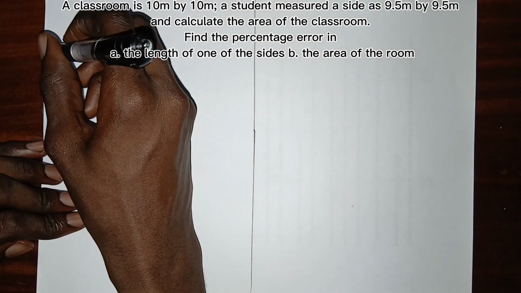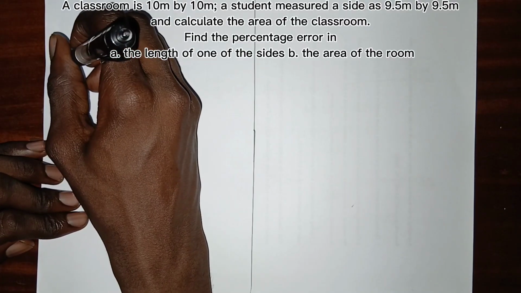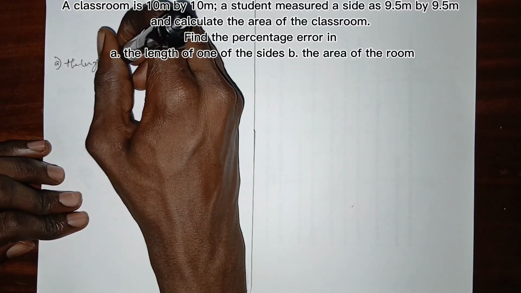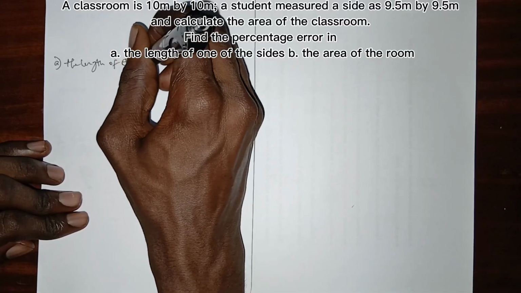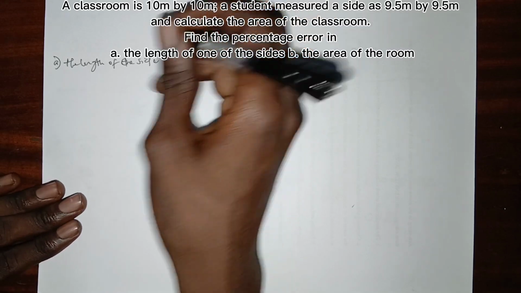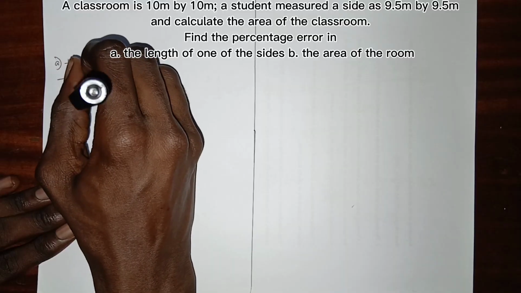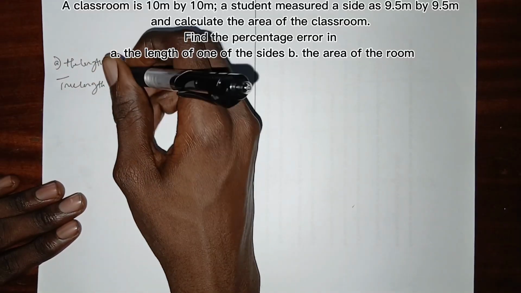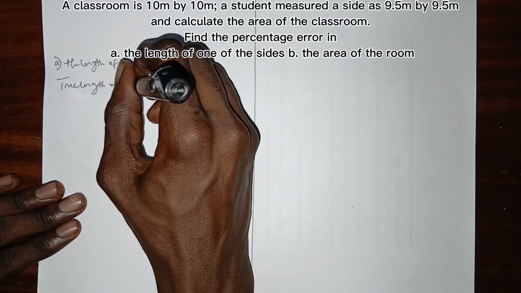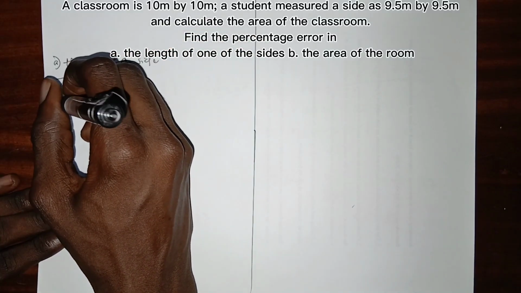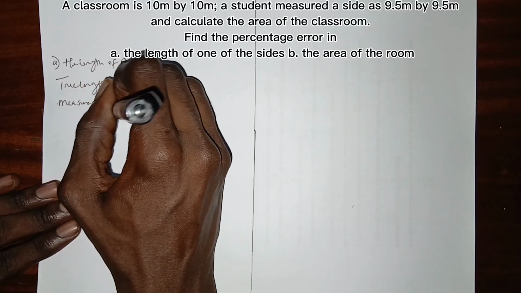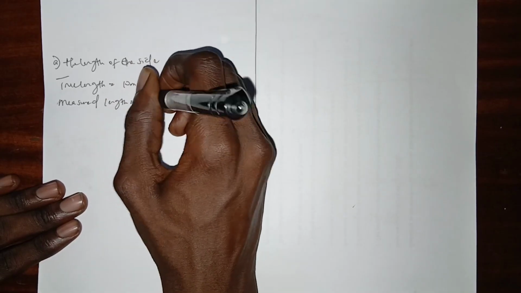Taking the first one, the length of one side. Since the sides are equal, they are of equal length. So the true length is actually 10 meters, but the student measured the length as 9.5 meters.